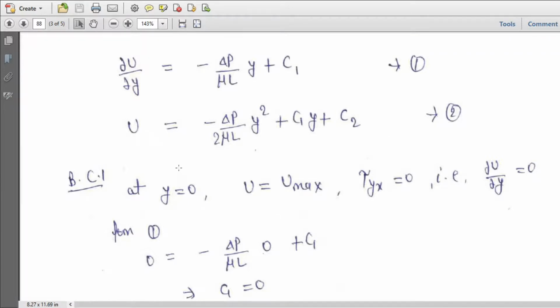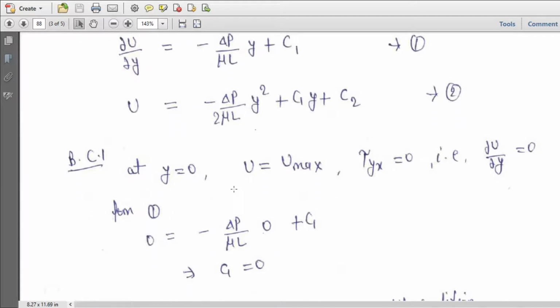Now we have the boundary conditions. At y equal to 0, u equals u max at the center, tau yx equals 0, therefore du upon dy should be equal to 0. This is the condition for maximum velocity. So we can substitute, and we get the constant c1 equal to 0.